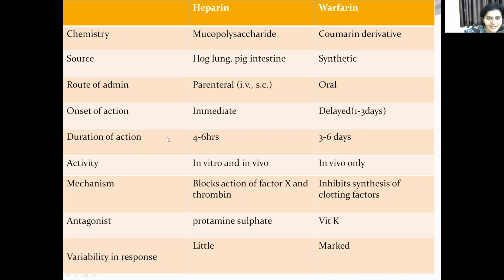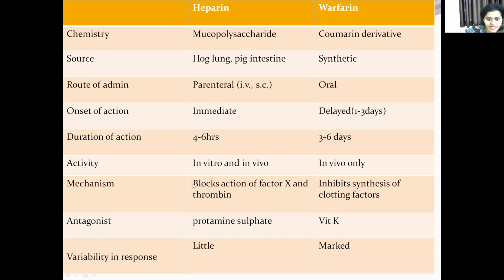Then duration of action: heparin is 4 to 6 hours, warfarin is 3 to 6 days. And activity: heparin is both in vitro and in vivo, warfarin is in vivo only. Then mechanism: heparin blocks the action of factor 10 and thrombin, that is factor 2. Whereas warfarin inhibits the vitamin K reductase enzyme and inhibits the synthesis of the clotting factors, that is factors 2, 7, 9, 10 by the liver.